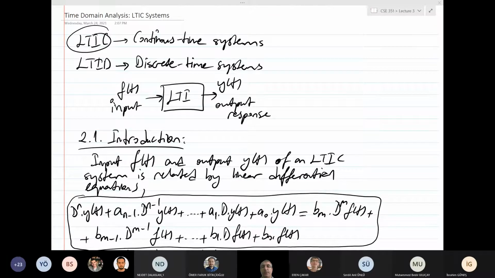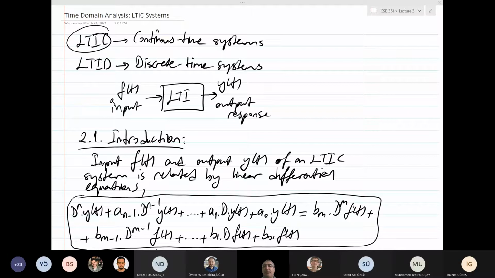So the system can be a continuous time versus discrete time system. Now, today we're gonna focus on the LTIC system, linear time invariant continuous time systems. And we can analyze this system in different domains, such as time and frequency and other domains. But today we're gonna look at only the analysis of such systems in the time domain.